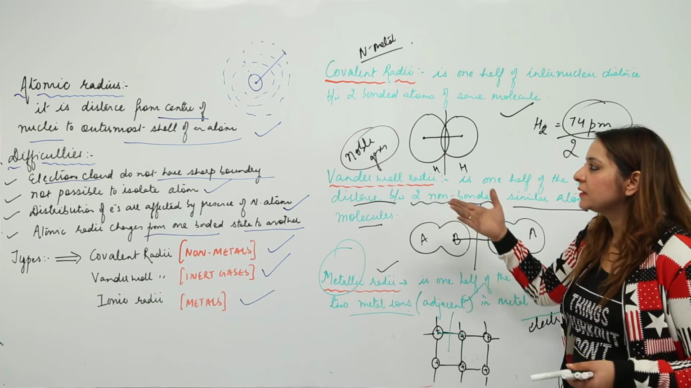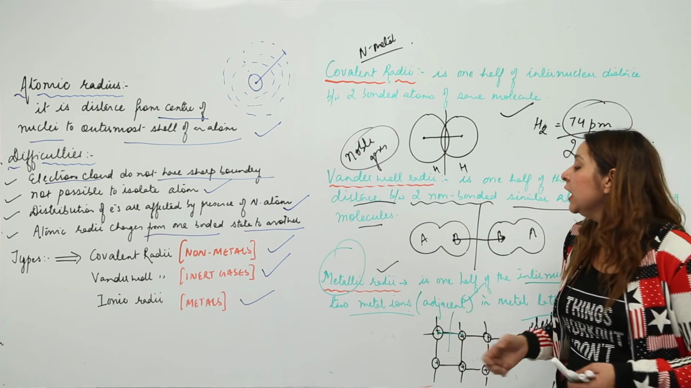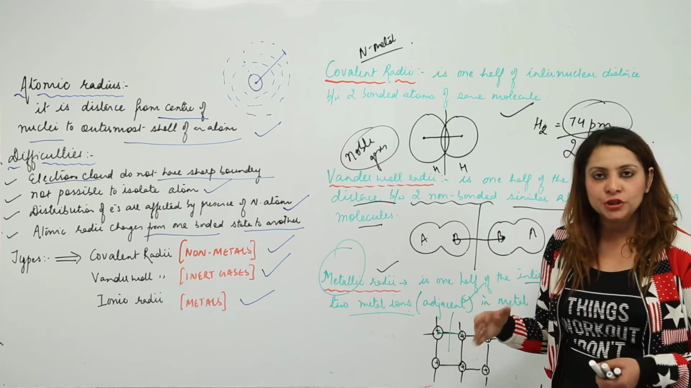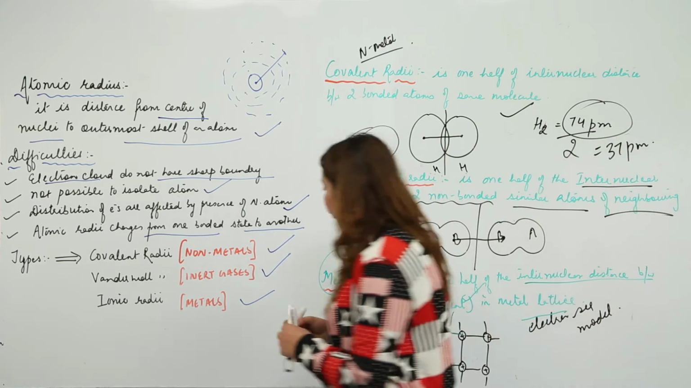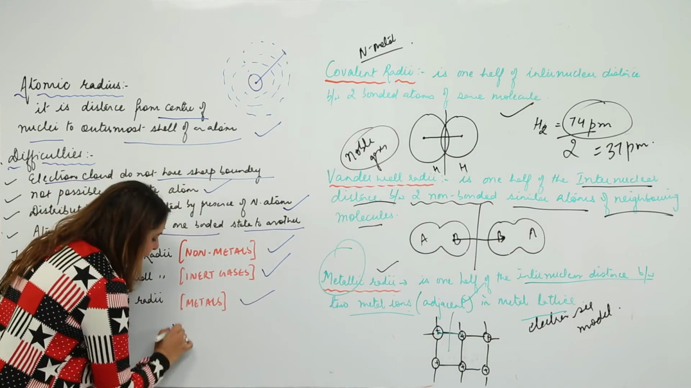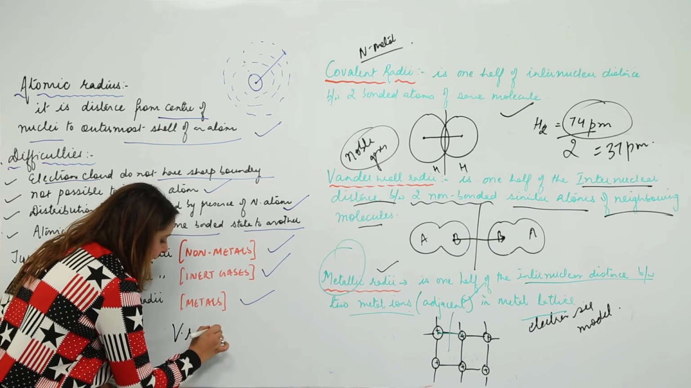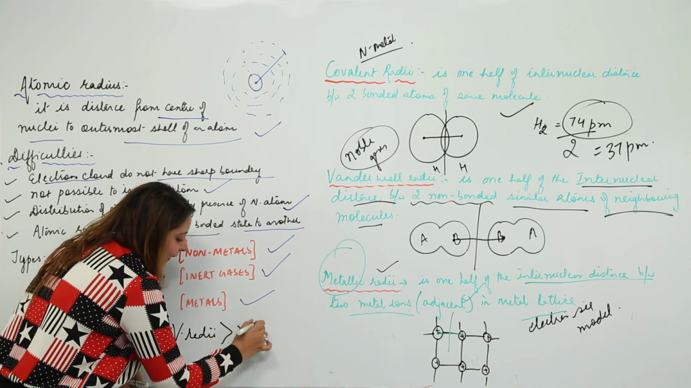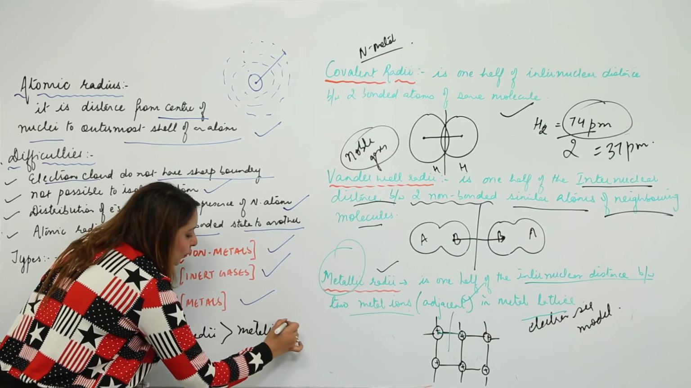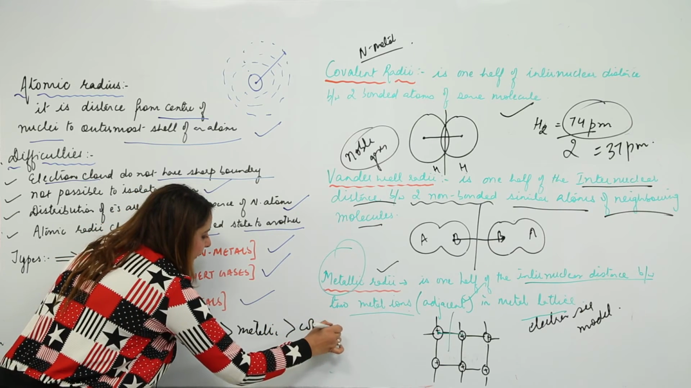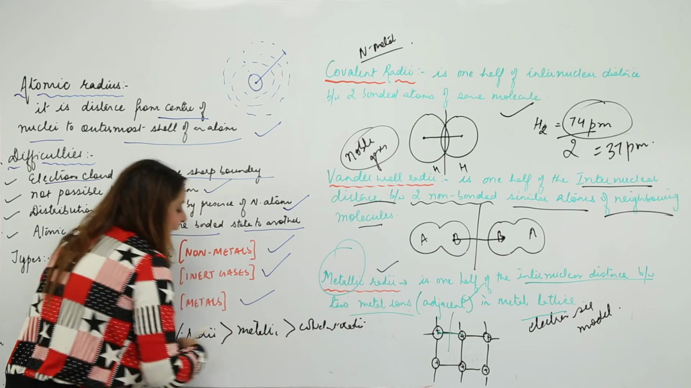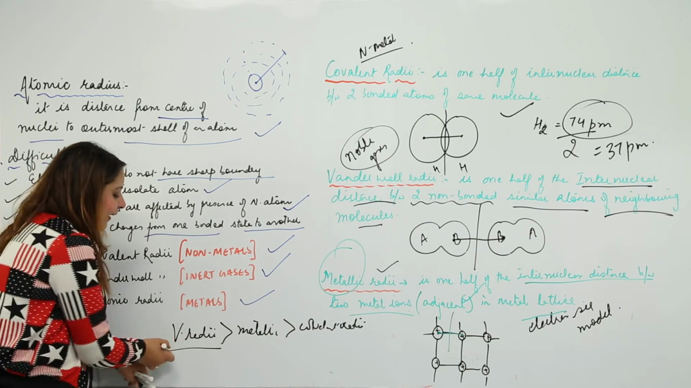So these are the 3 basic atomic radii, and you know that if you compare which is the bigger and which is the smaller, you will see that van der Waals radii is the biggest one, then we have metallic radii, and the smallest one is the covalent radii. So these radii lie in this order. So why is van der Waals radii bigger?